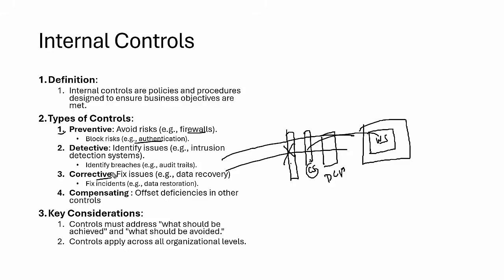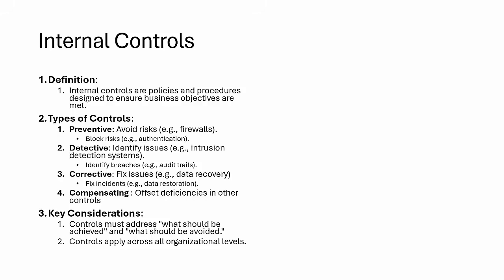Compensating control is like, you're wearing a mask and maintaining social distance. So if the mask is not effective, at least because of social distance, you can protect yourself from that infection. So the key consideration is that a control must address what should be achieved and what should be avoided, because you cannot implement every control, and controls will be applied across the organizational level, but based on a risk assessment.